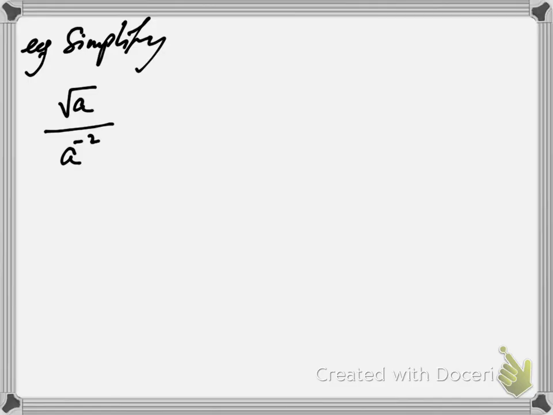Let's try some examples on simplification, on compound ones. Say I have something like: simplify the square root of a over a to the power negative 2. You can see I've combined a rational power, a root, and a negative power. So we can flip the a on top, which will be square root of a times a squared. Square root of a is a to the power half, so it's a to the power half times a squared.